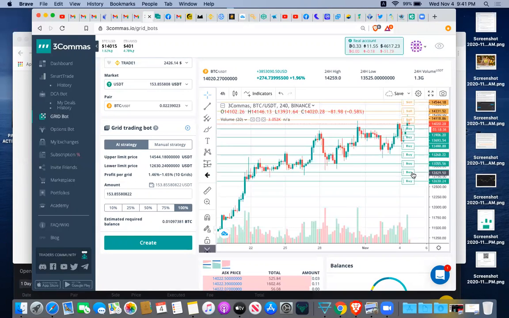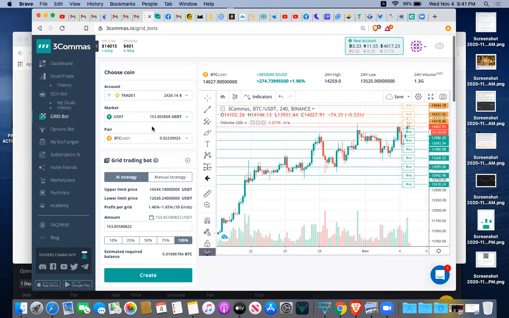Just somewhere cluster around here. Okay, somewhere around here. So that's what the AI is showing. So I can now enter the market. As the market is going up and down, it can be taking profit for me with the scale, profit per grid, 1.46%, 1.65%. So it will just be doing up and down as much as it can.